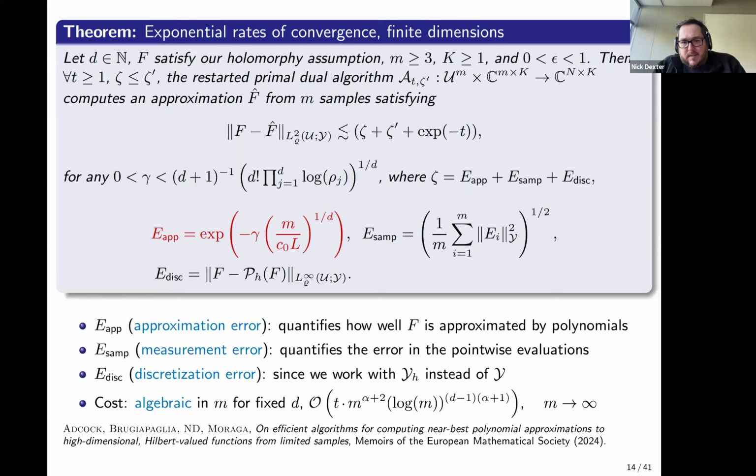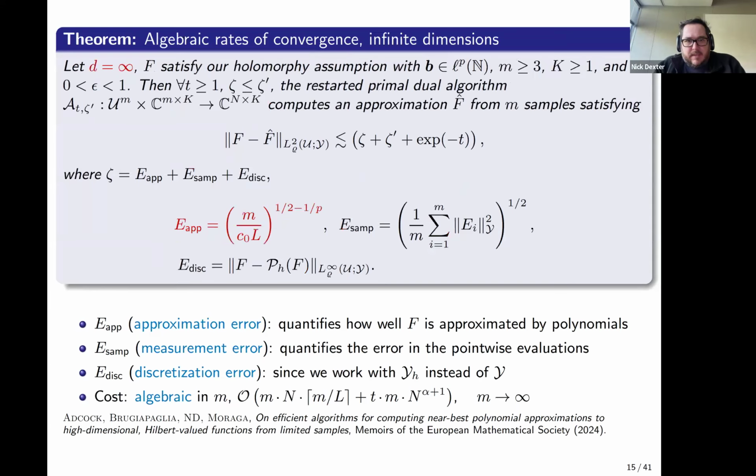The sampling error is the empirical average of the noise that we have, and our discretization error comes from the fact that we're working in Y_h, some discretized finite element space, instead of the infinite dimensional Hilbert or Banach space Y. We're also able to derive that the cost is algebraic in m for fixed dimension here. You can see the cost estimate here. We also, like I said, are able to show this in the infinite dimensional setting. So under the same holomorphy assumption, the restarted primal dual algorithm computes an approximation with the same looking error bound.